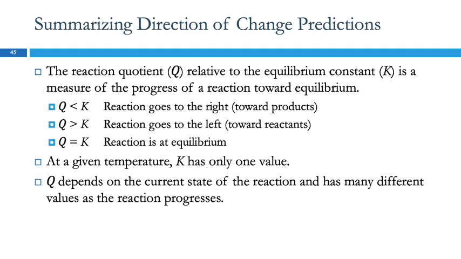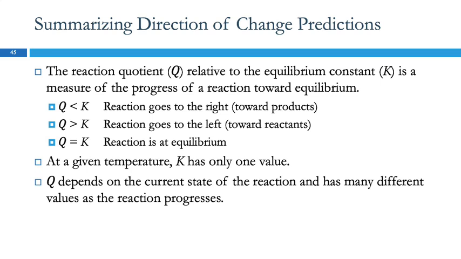So at any given temperature, the equilibrium constant is a constant. It has one value. Q is not a constant, it's a quotient, and can have many, many values. It depends on the current state of the reaction, the current concentrations of reactants and products, and it will change as the reaction progresses. Any questions?